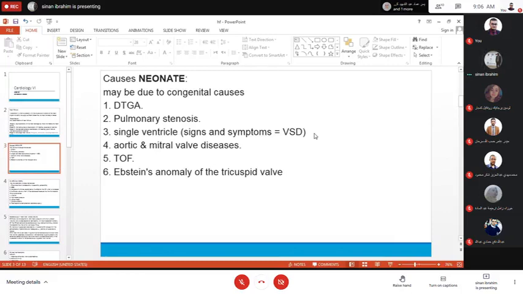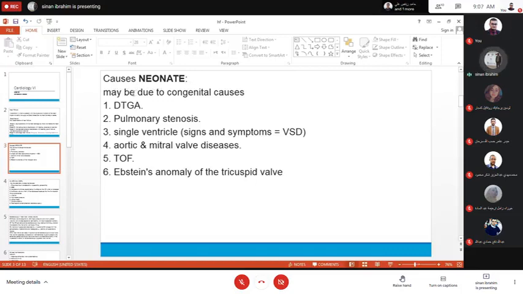Now, after talking about the definition and classification, what about the causes of heart failure? The causes of heart failure are different according to the age group of the patient. They may develop in the fetal period, before the delivery, or the patient may develop heart failure during the neonatal period, or in the toddler age group, or in adolescence. Each age group will have different causes.